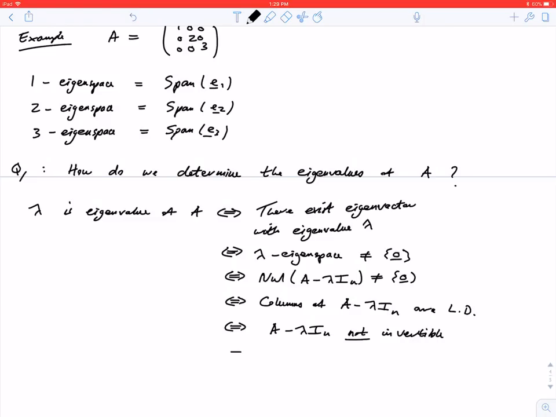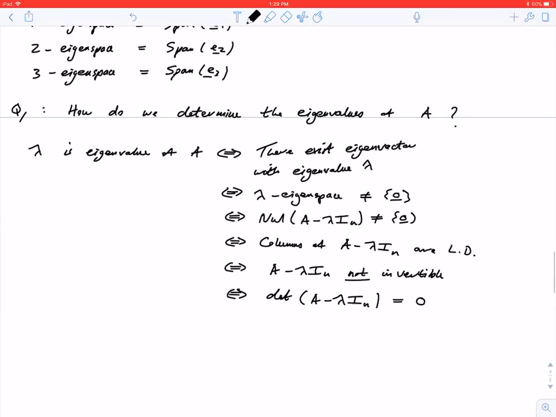And how do I check invertibility? Well, invertibility can be checked with a determinant. This really is the killer application of determinants in this class. We're going to use them to find the eigenvalues of a matrix. So, let's do a little sanity check. If I want to know if lambda is an eigenvalue of A, I need to work out the determinant of the matrix A minus lambda In. If it's 0, lambda is an eigenvalue. If it's non-zero, lambda is not an eigenvalue.